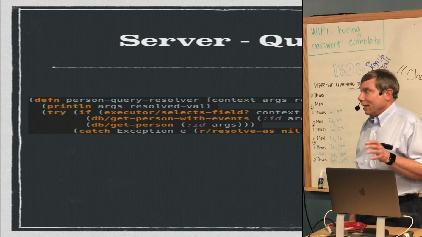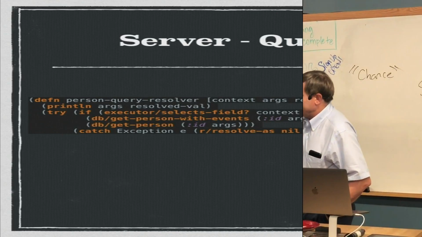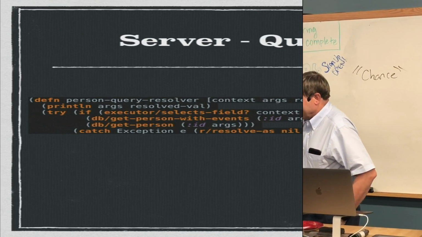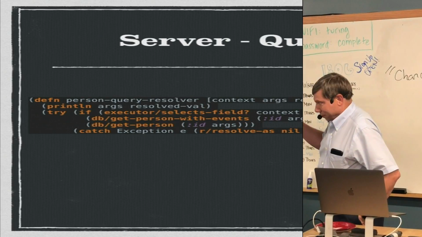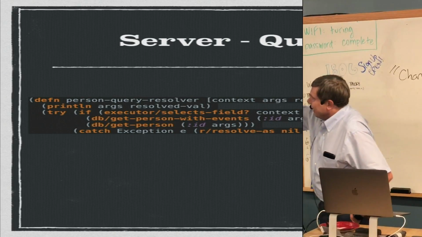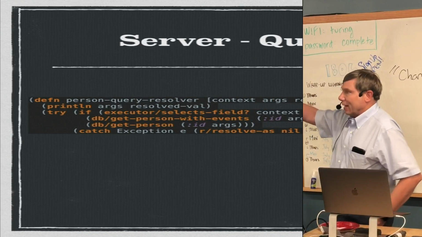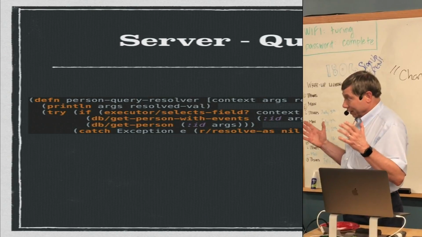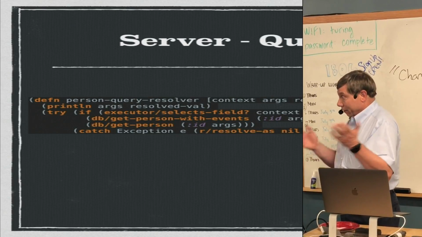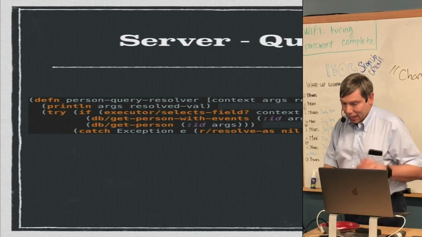One thing I don't like so much is that it does a lot of things with exceptions. I prefer a more monadic approach, but you can use resolve-as to pass back errors. And it will take all the error messages and consolidate them into the errors key of the map that's passed back, which again gets turned into JSON on the way over.